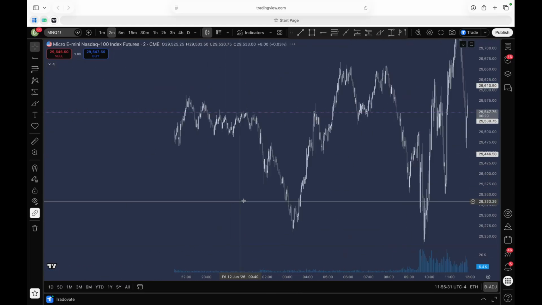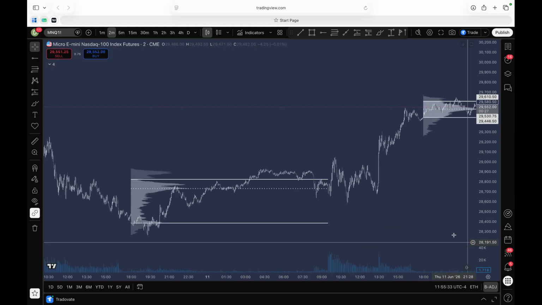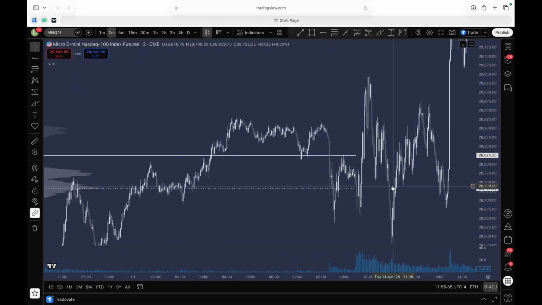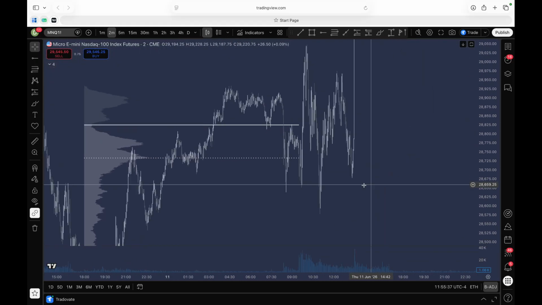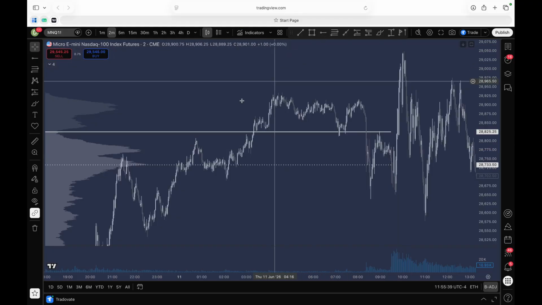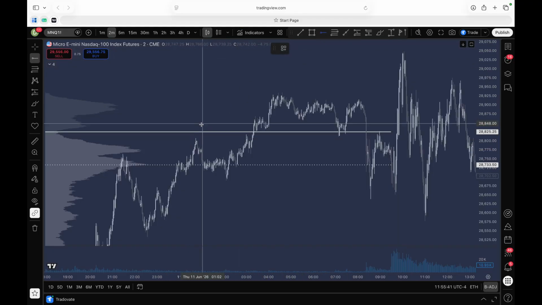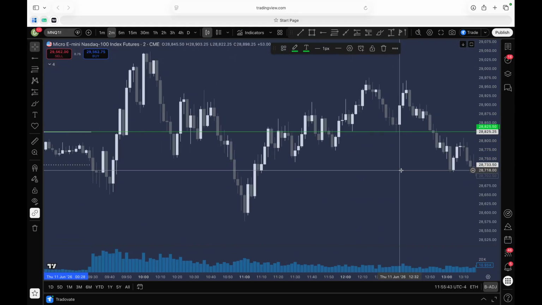Okay. Try another area. And I won't do the very low because the price didn't hit it. But you look at the very high. Okay. And you can see price is respecting those areas. Okay.